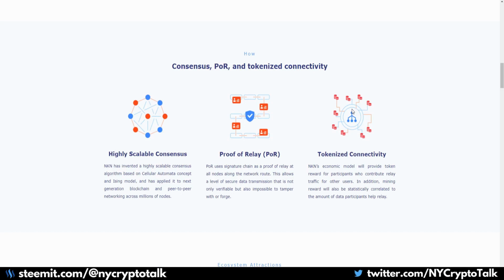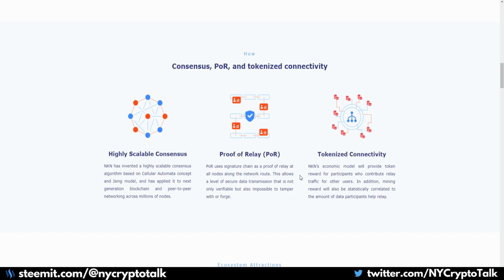So the three main goals within their project: the first is to have a highly scalable consensus, and this is going to be based on the cellular automata concept and the Ising model. And don't confuse cellular automata with a cell phone. It is just a consensus mechanism that they're going to be utilizing, and it has to do with peer-to-peer as well as neighborhoods, so connectivity to close peers on the network and being able to utilize that information to make the network much faster and scalable.